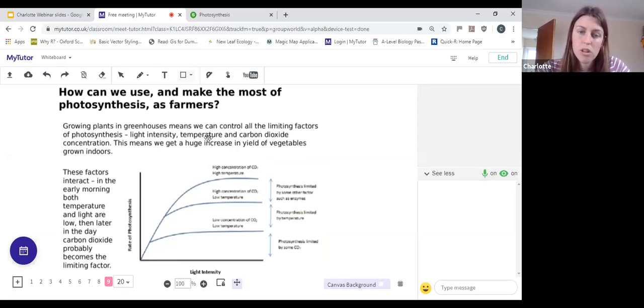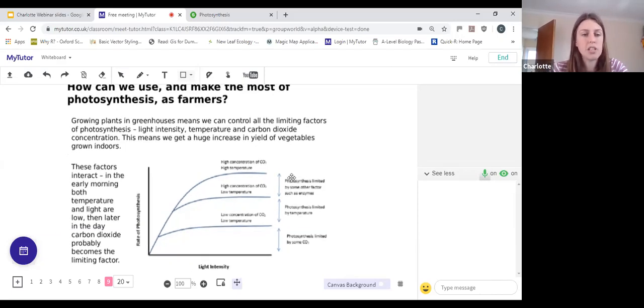So how can we make the most of photosynthesis as farmers? Greenhouses are where this mostly comes into play. Growing plants in greenhouses means we can control all the limiting factors of photosynthesis. We can control light intensity, temperature, and carbon dioxide concentration. This means that we can really affect the yield of a crop, so the yield of vegetables, that might be tomatoes, it might be lettuce, or anything else that you would grow in a greenhouse. If you are growing plants for decorative purposes, then you can increase their growth so you can get them ready to sell faster if you're manipulating light intensity, temperature, and carbon dioxide.